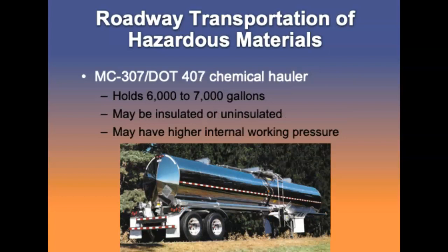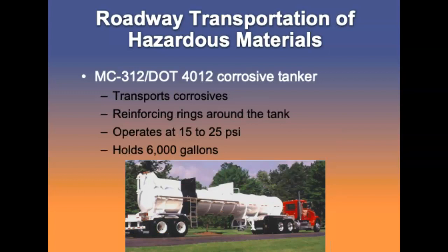And then you have the DOT 407 chemical hauler, and it's similar to the 406. It's round or horseshoe shaped. It holds 6,000 to 7,000 gallons of liquid. It's tractor drawn and transports flammable liquids, mild corrosives, and poisons. It may be insulated or uninsulated and may have higher internal working pressures, up to 35 PSI. And then you have the DOT 412 corrosive tanker, and it's commonly used to transport corrosives. It's a smaller diameter than the DOT 406 or DOT 407. It can be identified by the presence of several heavy-duty reinforcing rings around the tank. It operates at approximately 15 to 25 PSI, and it can hold approximately 6,000 gallons.